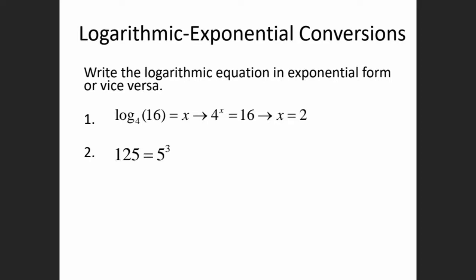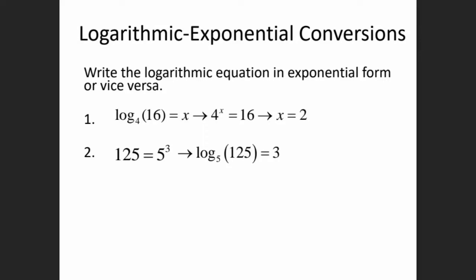How about this one? Now they're giving us an exponential equation, and they want me to convert it into a log expression. So same process. I have a base 5 for the exponent, so that means that my log will have a base 5 as well. The input of the exponent, which is 3, becomes the output of the log, which is 3. The output of the exponent, the 125, becomes the input of the log, which is 125.